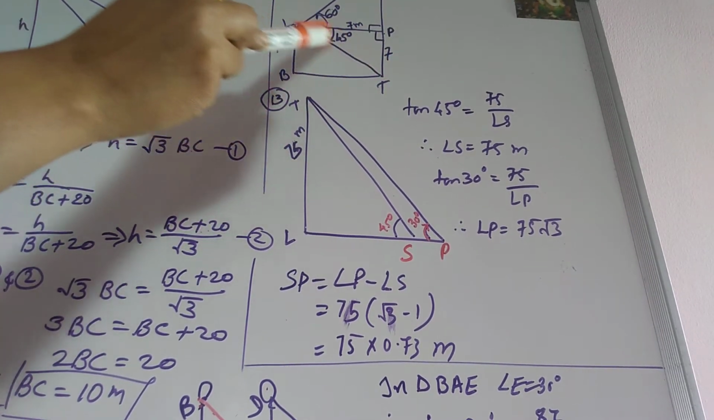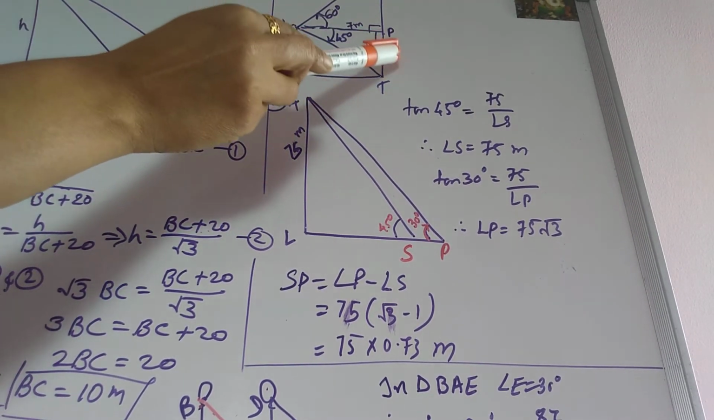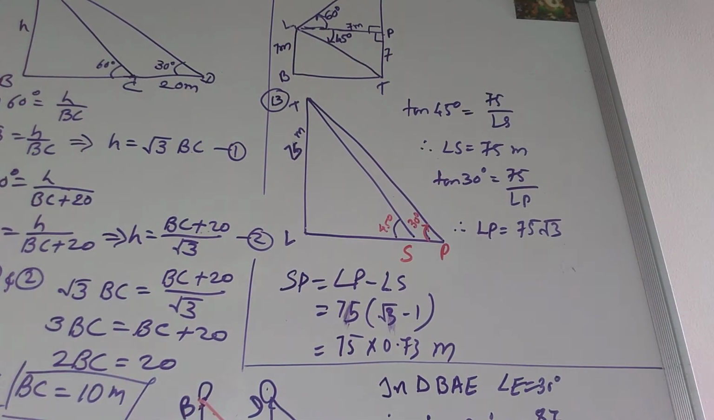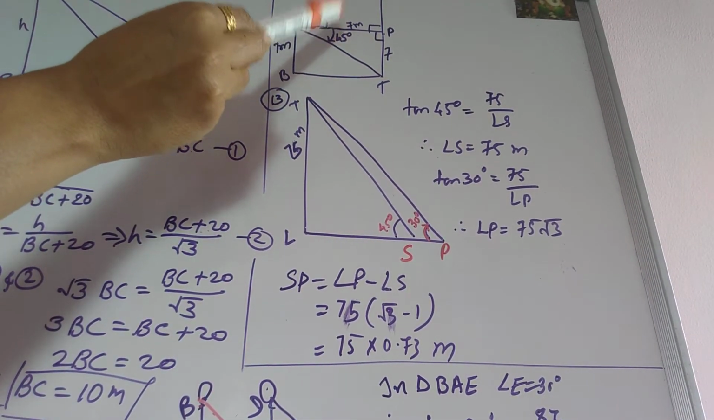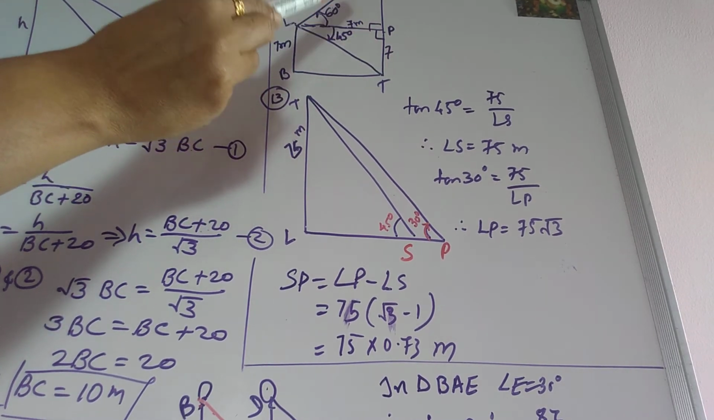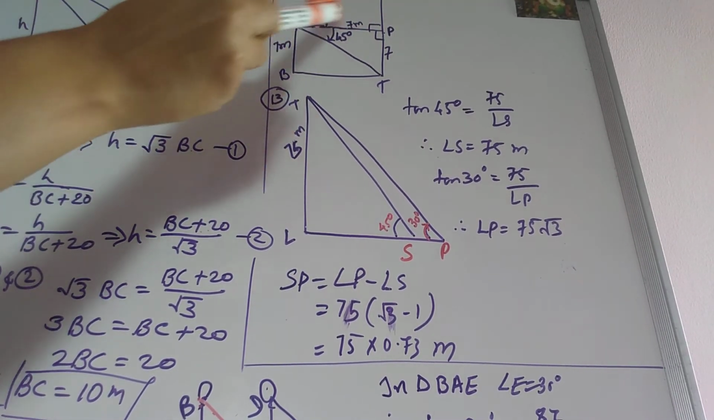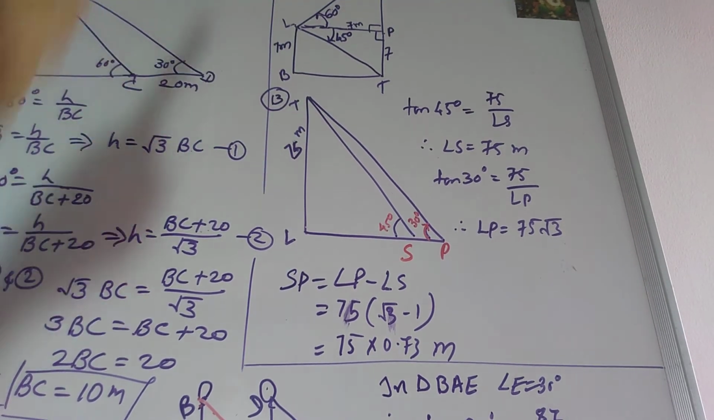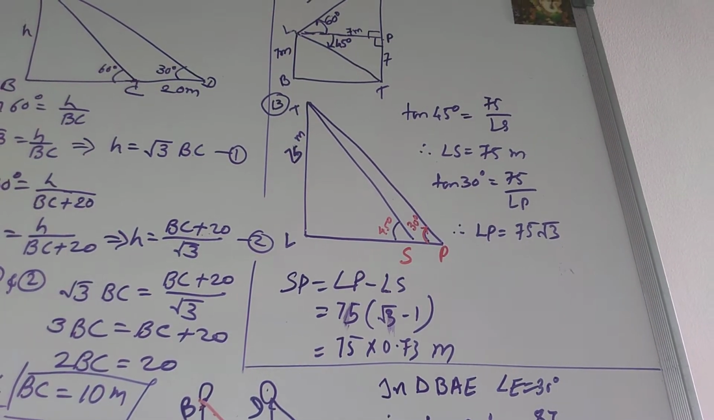First you consider this triangle, because this 7 meter is given, this also will be 7 meters, and we know that as this angle is 45 degrees, the adjacent and opposite will be the same. So this will be 7 meters, and then you use this triangle so that you will get this height PW. That is your homework, you can do it.